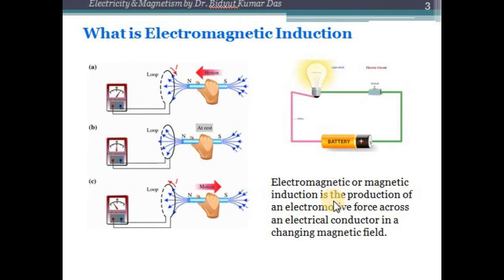So electromagnetic induction is basically the production of electromotive force across an electrical conductor in a changing magnetic field. Therefore, when you change the magnetic field lines through the conducting loop, an electromotive force, or EMF, will be induced in this loop, and correspondingly there will be a current, which is known as the induced current. But when you don't move the magnets, there will be no change of magnetic lines of force passing through this loop, and therefore no induced EMF, and you will not get any current in this circuit.